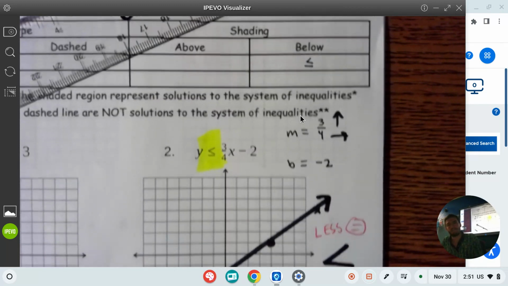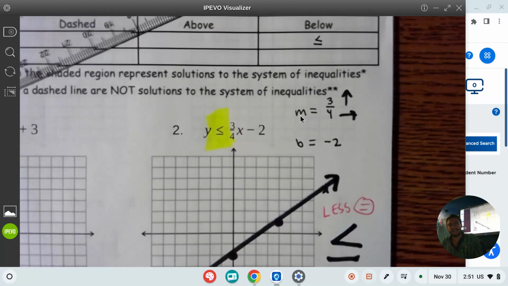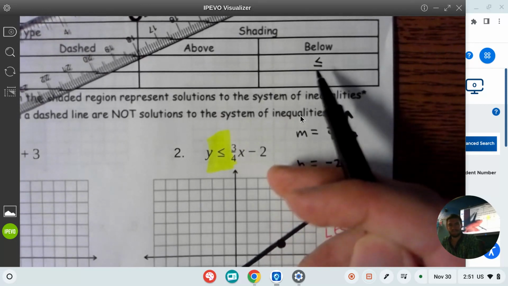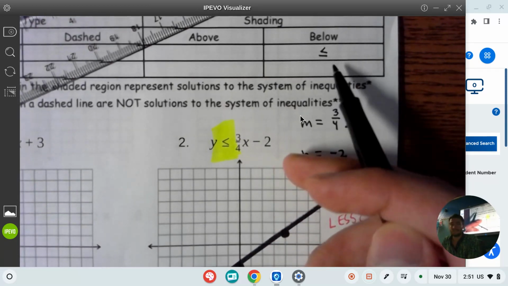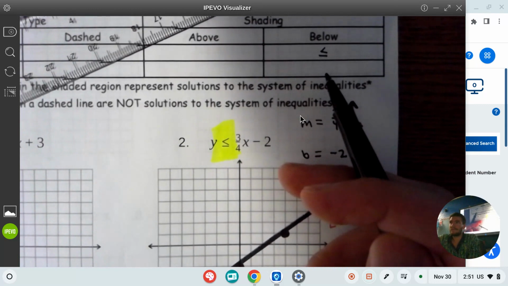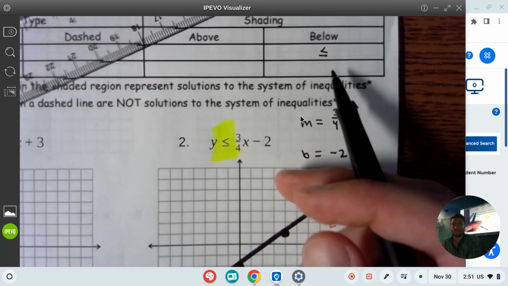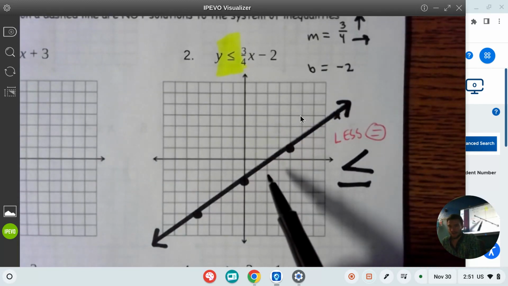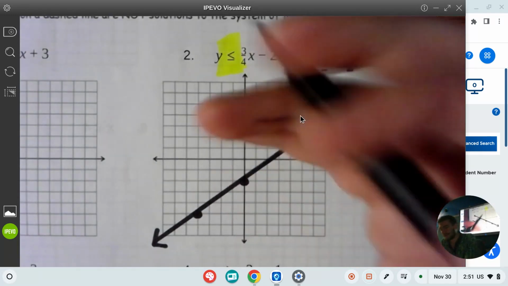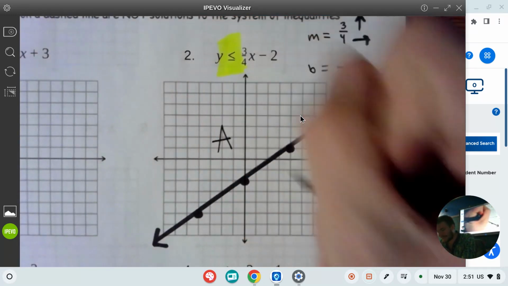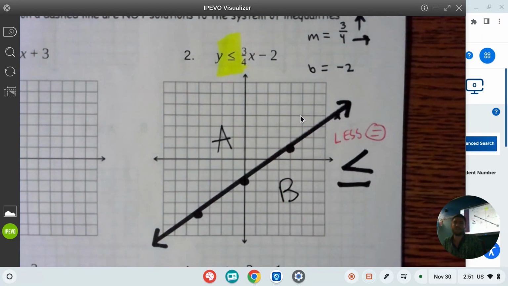We need to color below, and everybody got that little symbol up here? Where? Up at the top where I'm pointing with my finger. Use your eyes and put away the other work and focus on math really quick. Now, we need to color below. Do you think we need to color on side A or on side B?